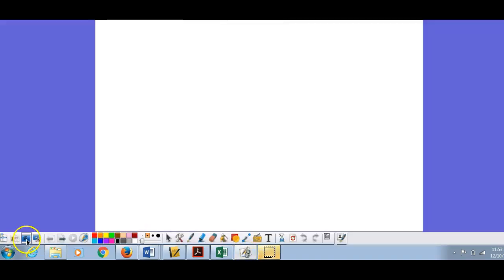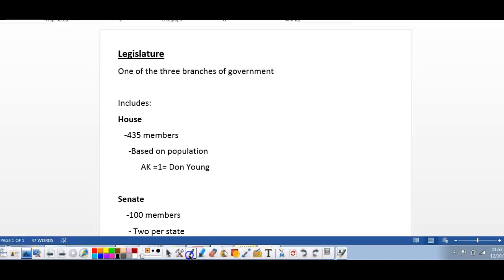Alright, so it's going to be our notes on the legislature. We've been looking at the U.S. government, and we kind of learned about the fact that there's three branches. We have the three branches, and you guys should have some knowledge of this already, I'm hoping.